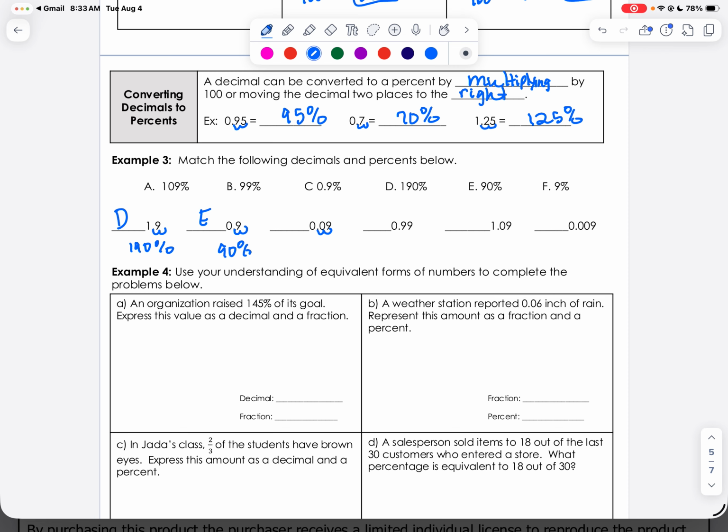0.09, moving the decimal 2 places to the right, would become 9%, which was F. 0.99, move it over 2 places to get 99%, which was B. 1.09, move 2 places to the right to get 109%, which was A. And then 0.009, move 2 places to the right, and that would give me 0.9%, and that was answer C.